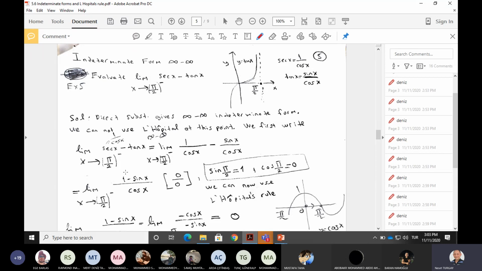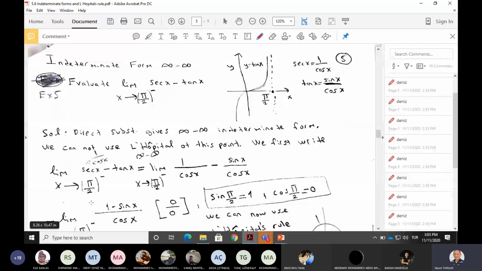Now, we have another indeterminate form. It is about infinity minus infinity. So infinity minus infinity is an indeterminate form. These are not real numbers. Now, evaluate secant x minus tan x. In this question, your trigonometric knowledge should be good.